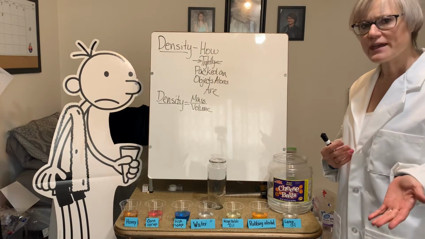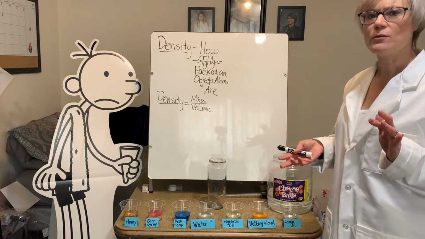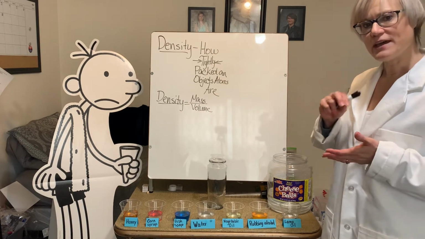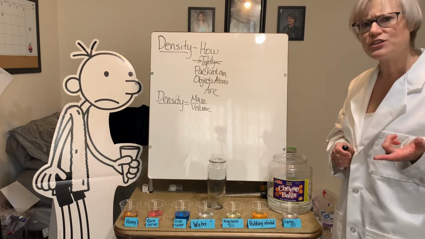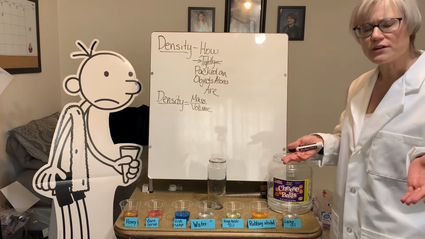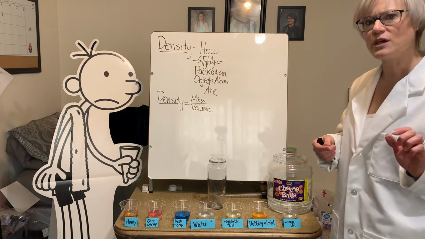So if you think back to the water and the ice that we had, we had water in a cup and we had the ice cubes floating on the top. And we started thinking about that. Well, they're both a form of water, so why would the ice be less dense and float on the top of the water?